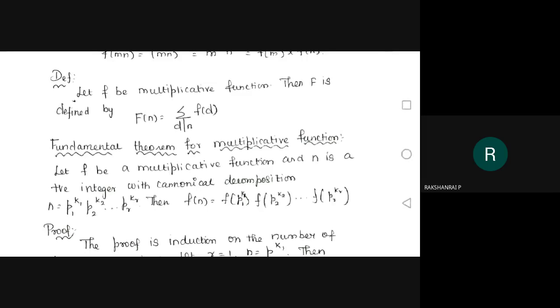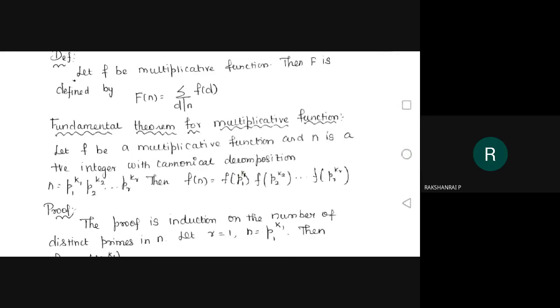At that time f of n is equal to f of P1 power K1 into P2 power K2 etc. PR power KR. Here f is a multiplicative function, then f of n will be represented as f of P1 power K1 into f of P2 power K2 etc. f of PR power KR. So we solved the problems by using fundamental theorems for multiplicative functions. We discussed it elaborately.